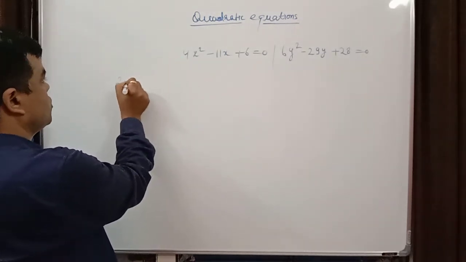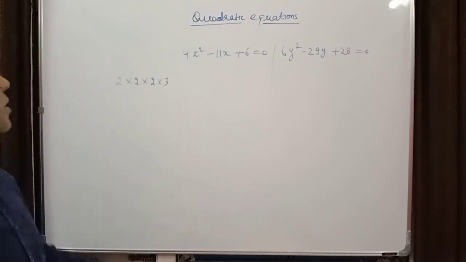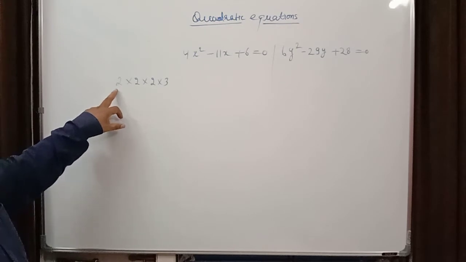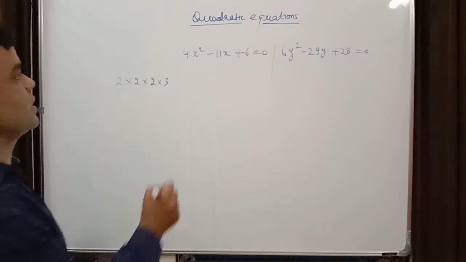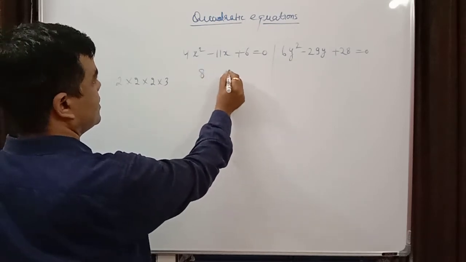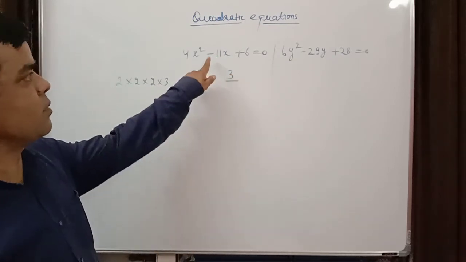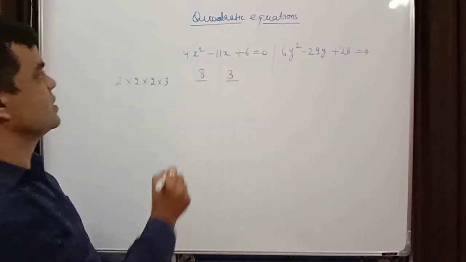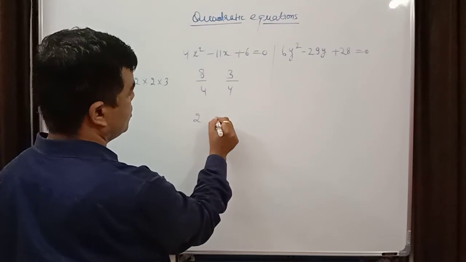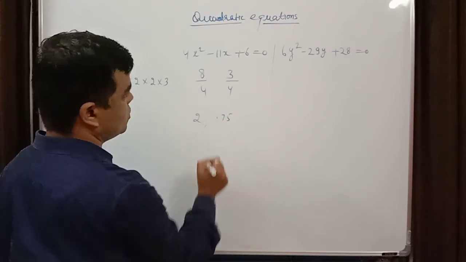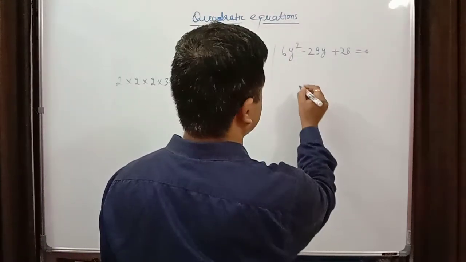4 is 2 2 ja 4, 6 is 2 3 ja 3. Factor done. Now make it 11. 2 2 ja 4, 2 ja 8 into 3. So 8, 3. Both factors will be minus, so roots will be plus. Divide by 4. So 2 and 0.75. These are the two roots of x. So here do the factorization.